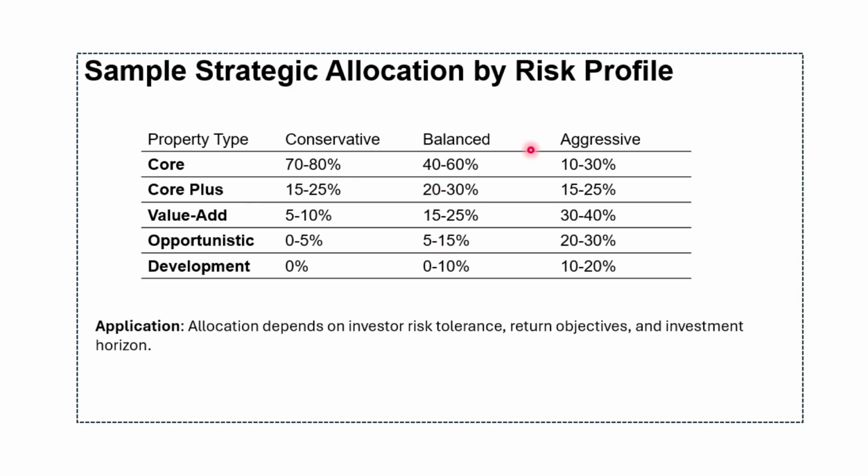A balanced investor can reduce core allocation to 40 to 60%, increase core plus to 20 to 30%, value add to 15 to 25%, and opportunistic to 5 to 15%. This profile seeks moderate growth. But for an aggressive investor, you can see development, which is the riskiest property type, they are putting in 10 to 20%, and in core also they are putting 10 to 30%. So you can understand how aggressive this portfolio can be.